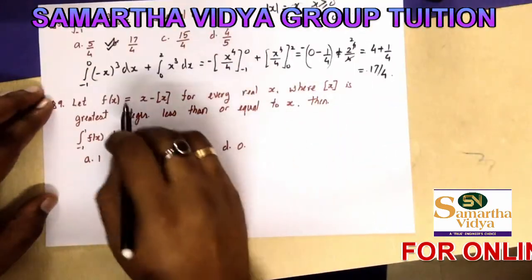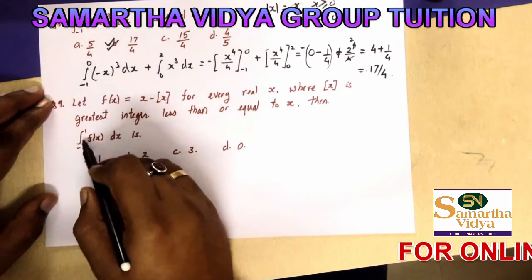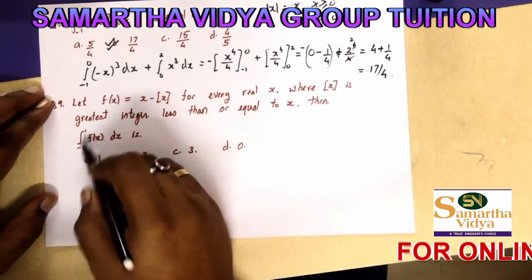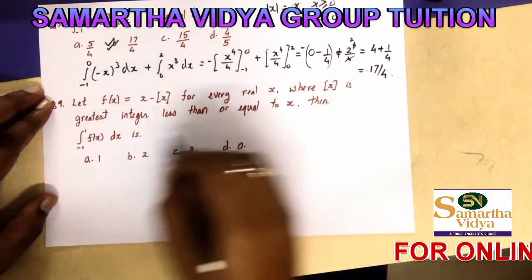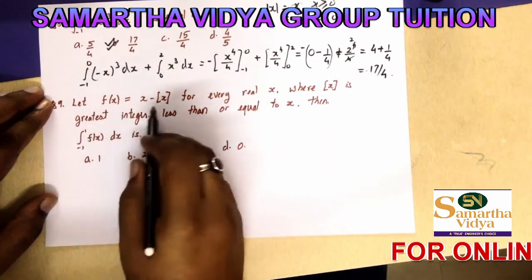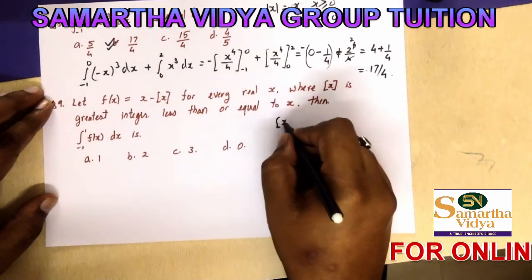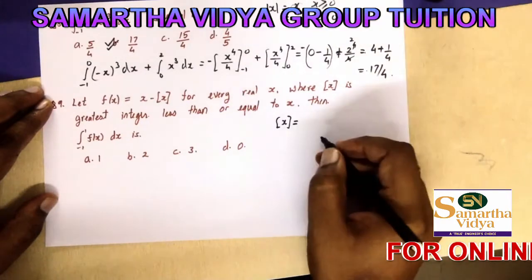Moving on to the next one, we have x minus the greatest integer function of x, and I need to find the integration for this function from minus 1 to 1. So here the concern is for the range minus 1 to 1. As we had discussed, the greatest integer function is like a step function. It goes one step at a time.